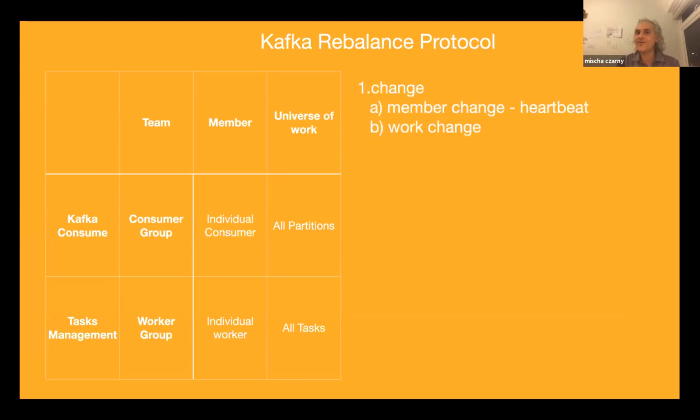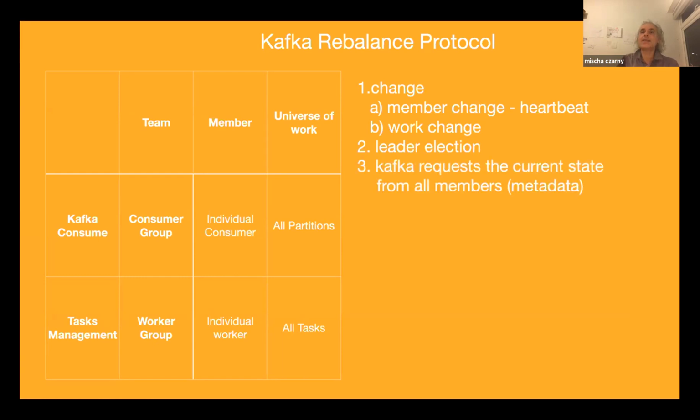And I will do this quite often because it is quite important. So the first thing is we have a change of something. Something has changed, we need to react. Either a member died, or a new member joined, or the work has changed. Whatever the change is, it applies. The next thing, as mentioned, is leader election. Next, we talk about how it is actually implemented by Kafka.